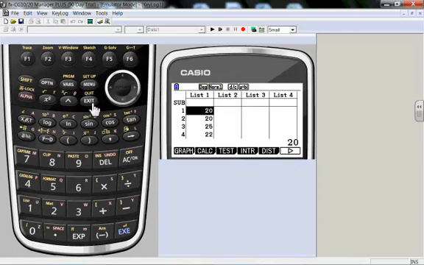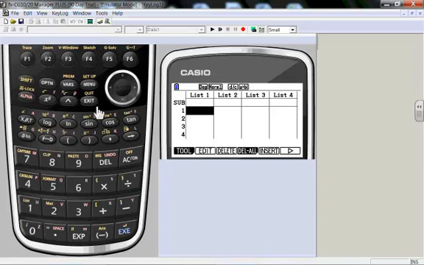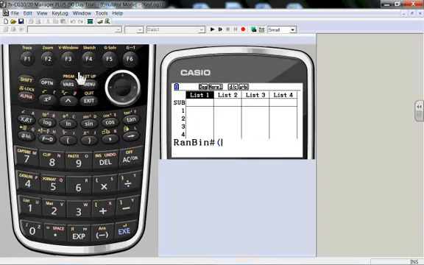Let's do one more. Let's do a proportion. So I'm going to exit. I'm going to delete all this information. F4, delete all. Yes, I do. Let's repeat this. We'll go up to the very top of the list. I'm going to grab some information, generate some probability from a random binomial. So I'm going to go with a proportion.